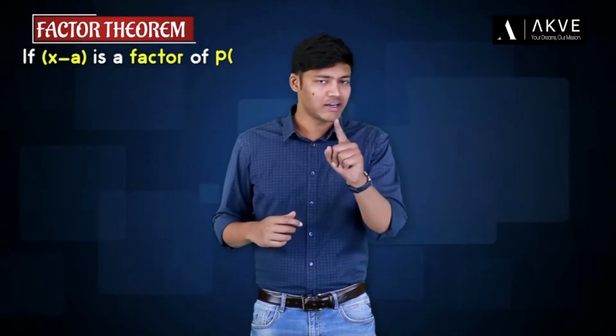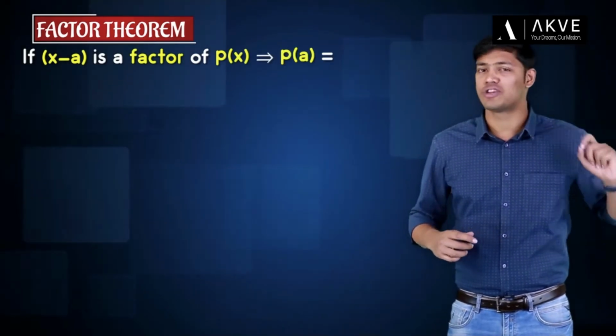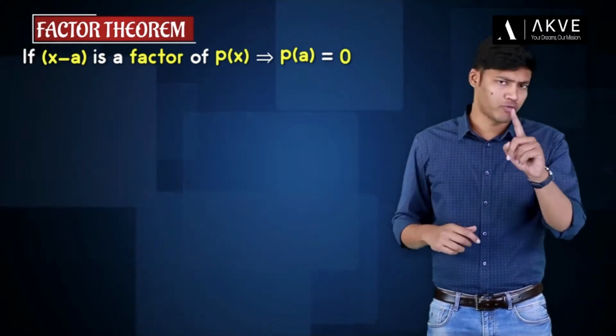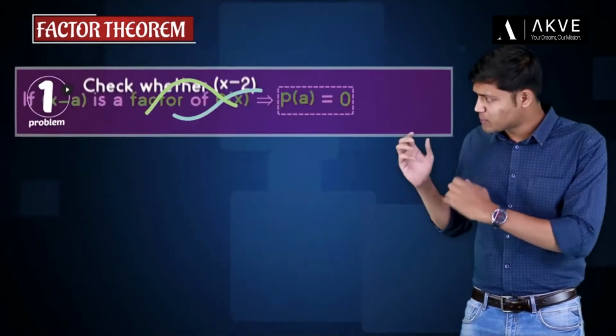Hello friends, by now we all know what factor theorem is. If x minus a is a factor of the polynomial p of x, then p of a must be equal to 0. Now with the help of the factor theorem, let's solve a problem. So here is the problem.